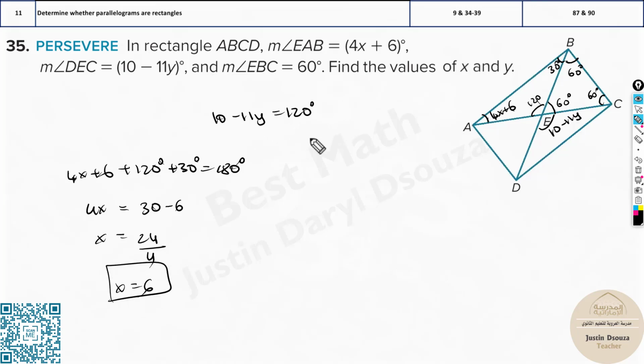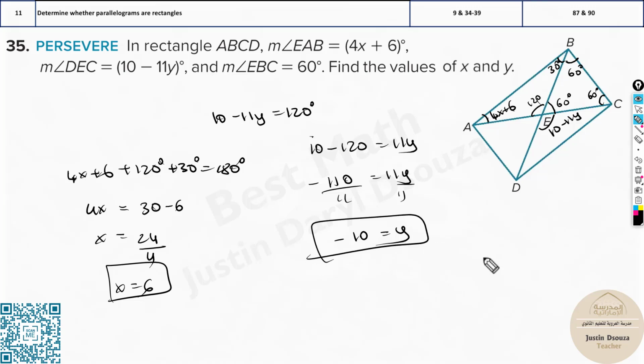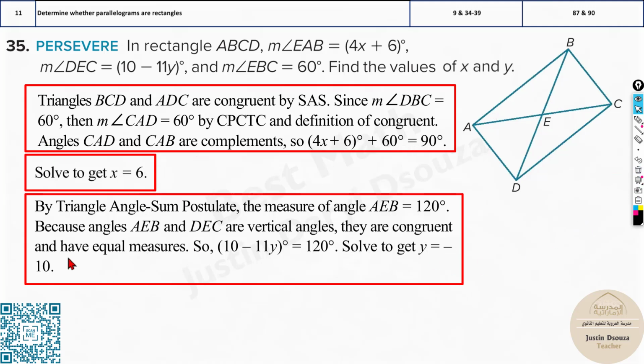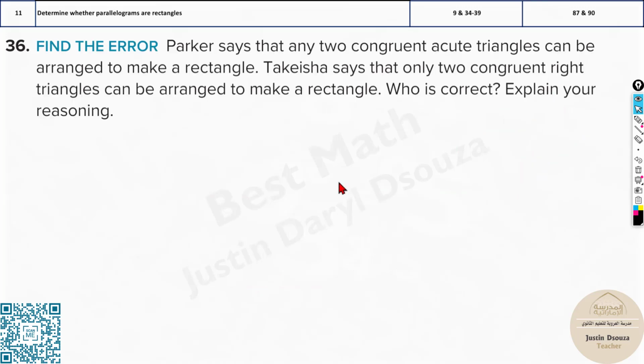And what about y? We have to take this to the other side basically, or let me just solve it like this. 10 minus 120 is equal to 11y. We are going to get negative 110 is equal to 11y. Divide both sides by 11. You're going to get minus 10 is equal to y. So the x value is 6 and the y value should be minus 10. So those are the answers, 6 and negative 10. I hope that's clear. You can just put it in the calculator and get the answers directly.